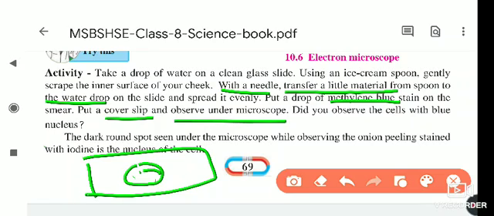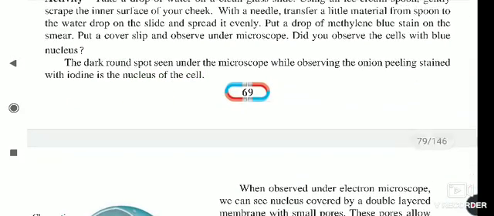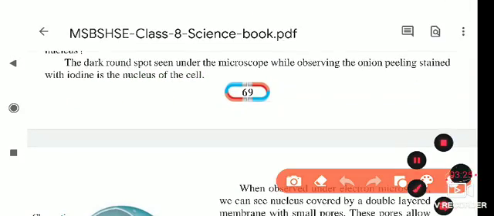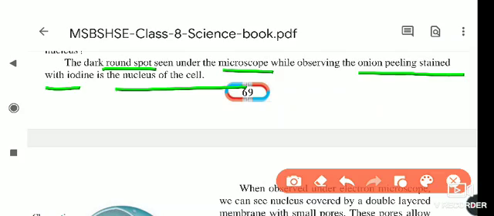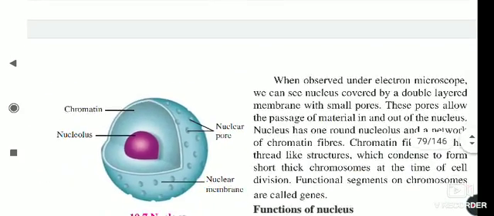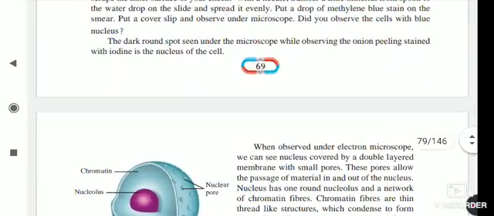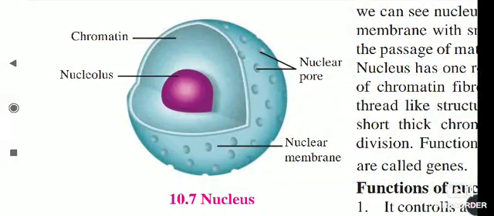Did you observe the nucleus in the blue cells? Yes. The dark brown, round spot seen under the microscope while observing the onion peel stained with iodine is called the nucleus of the cell. The dark spot observed in the smear from our mouth, and in the onion peel experiment we saw earlier, is nothing but the nucleus.